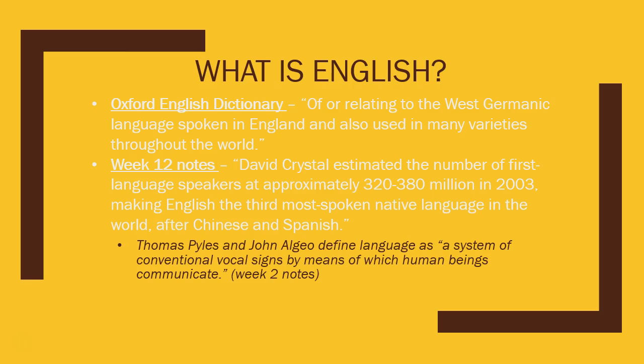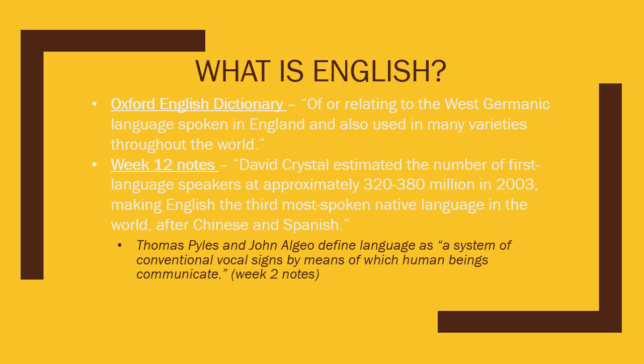According to the Oxford English Dictionary, English is of or relating to the West Germanic language spoken in England and also used in many varieties throughout the world. In week 12, we read that David Crystal estimated the number of first language speakers at approximately 320 to 380 million in 2003, making English the third most spoken native language in the world after Chinese and Spanish.